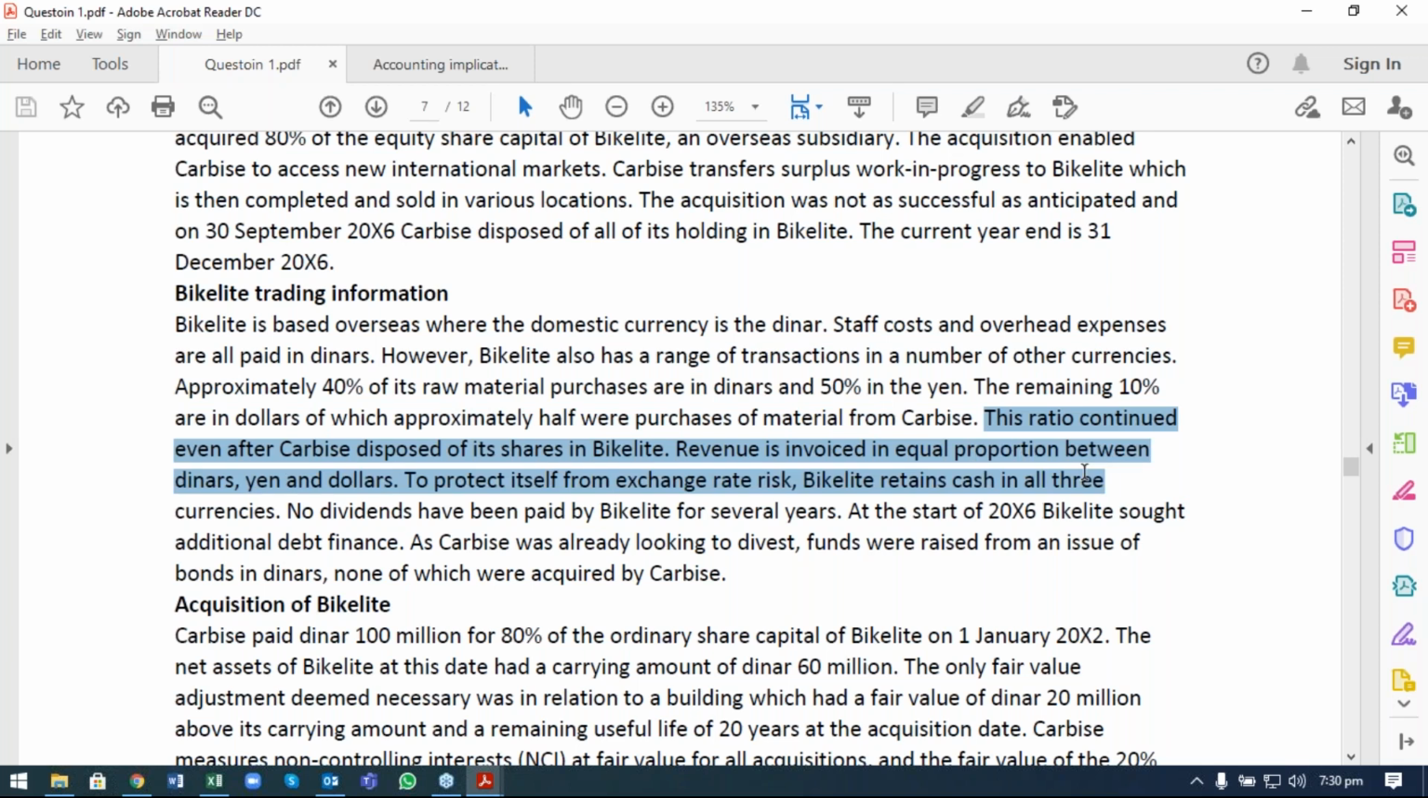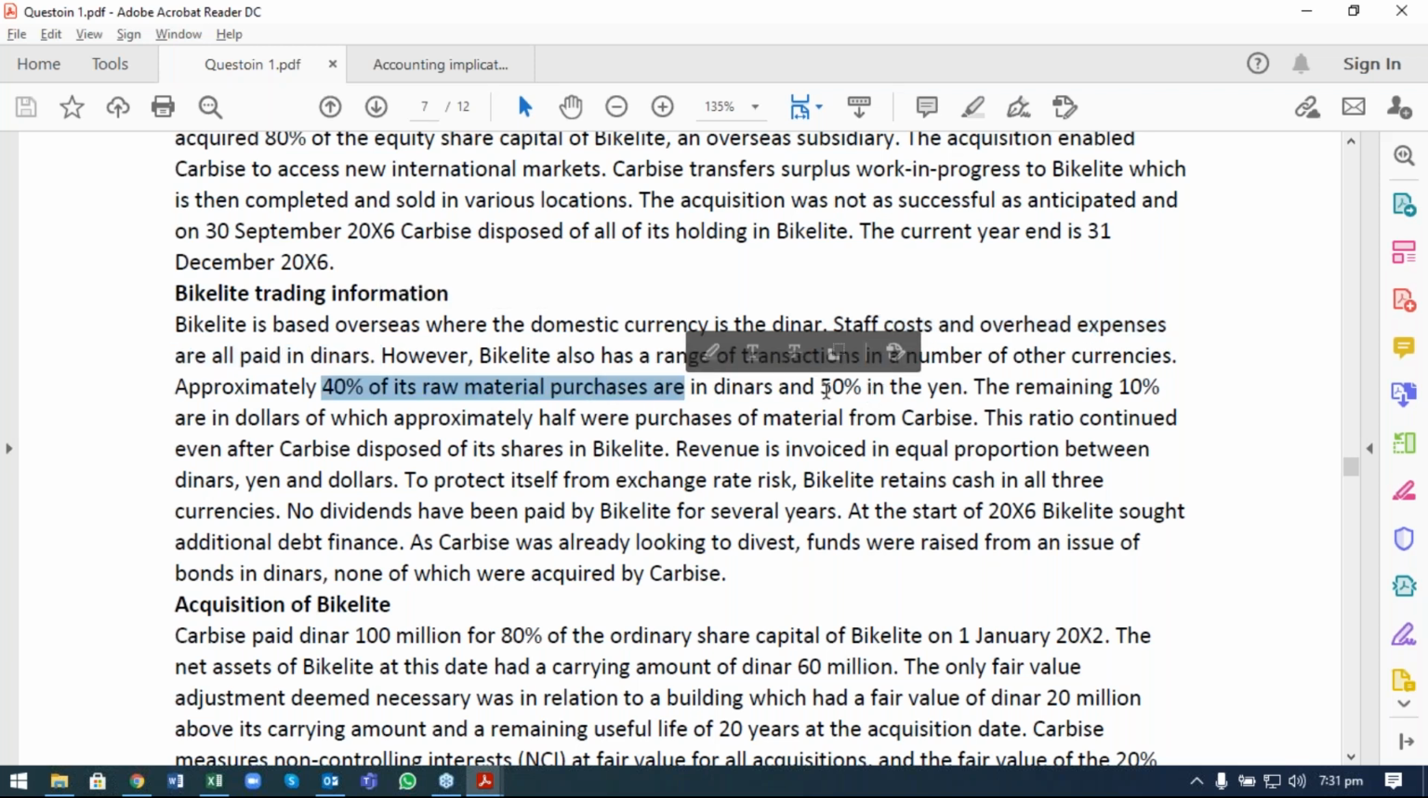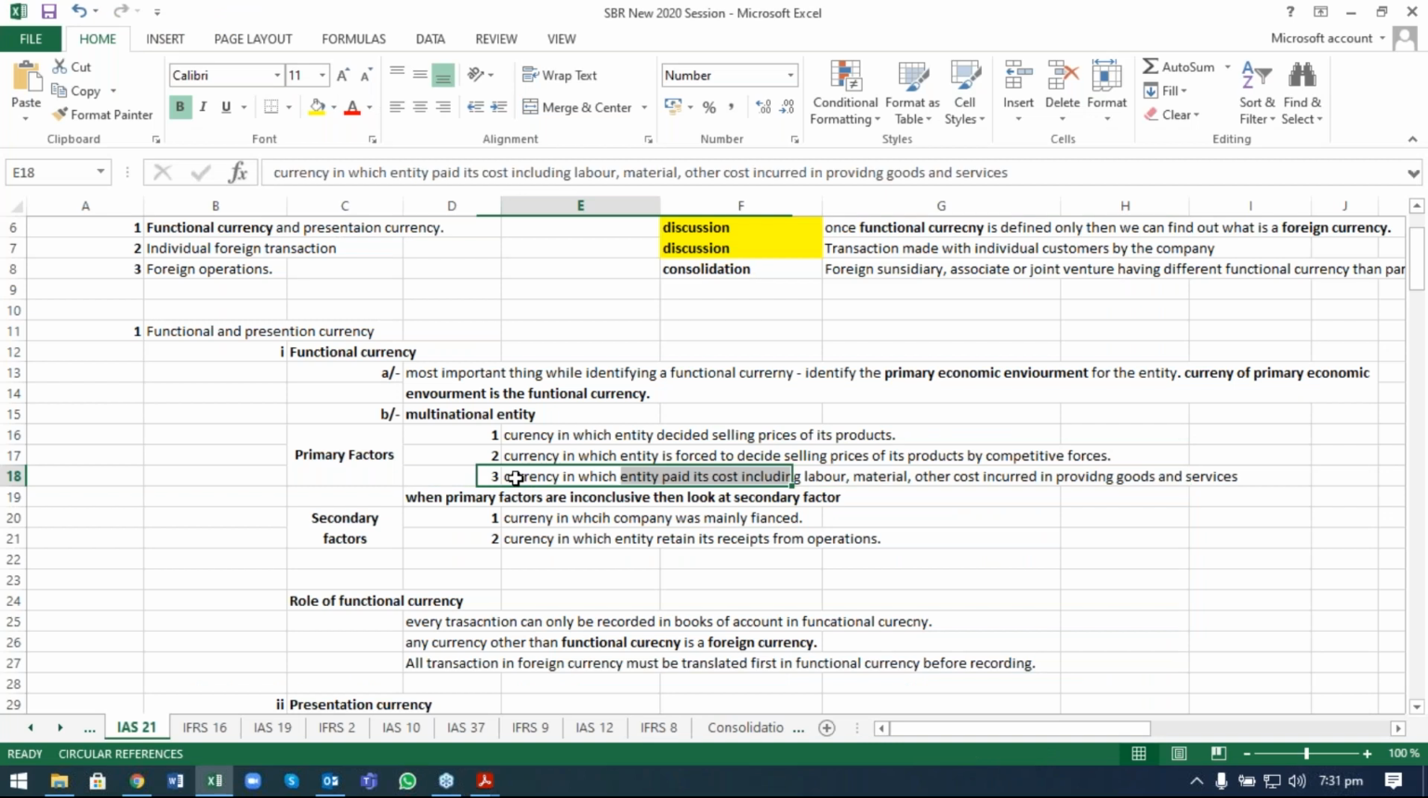The company has made the sales in different currencies in equal proportion before and after the sale by Carbise. So the company has paid all the staff cost in dinars. That's one criterion that is met, while the company is paying for its raw material in different currencies, which is one of the major costs. The company is paying 40% for the raw material in dinars, 50% in yen, and 10% in dollars. So there is another conflict for the last primary indicator.